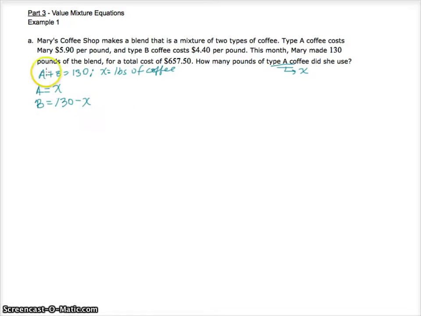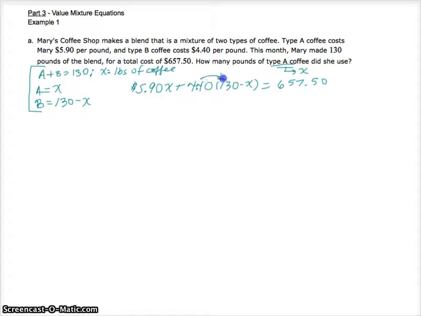Okay, now this looks all really messy, but this part right here will save us a lot of time. This is probably the most important step. So next I want to write my equation. It says that type A is $5.90 per pound of coffee, so 5.90X, plus $4.40 times 130 minus X. Okay, so the cost of the coffee is 130 minus X, and it's going to be equal to $657.50.